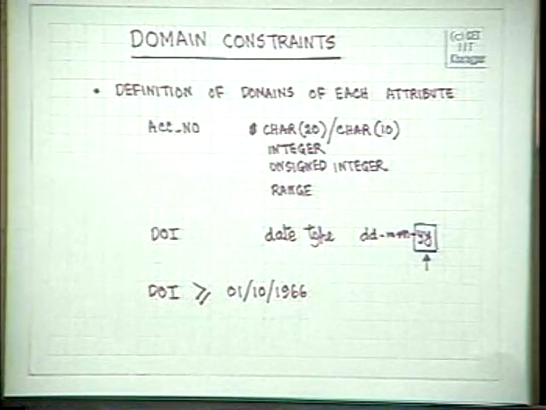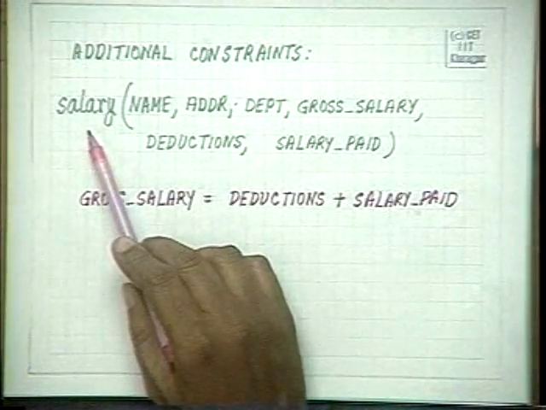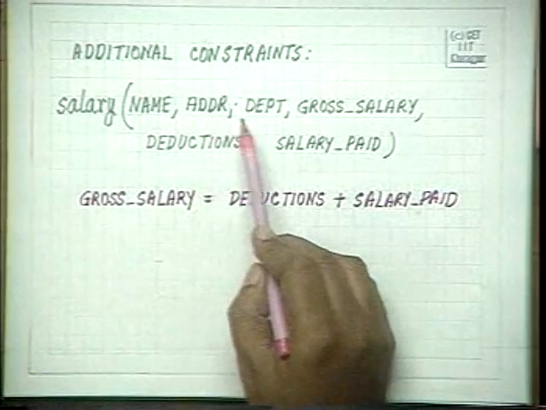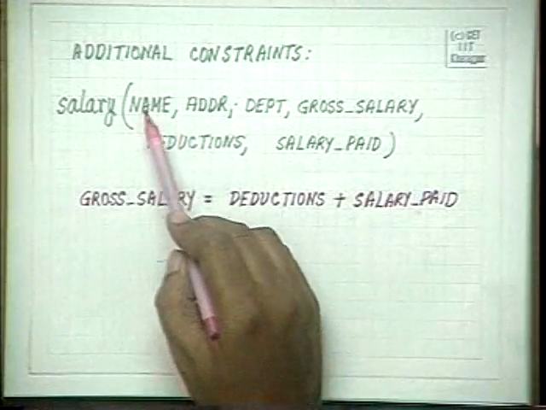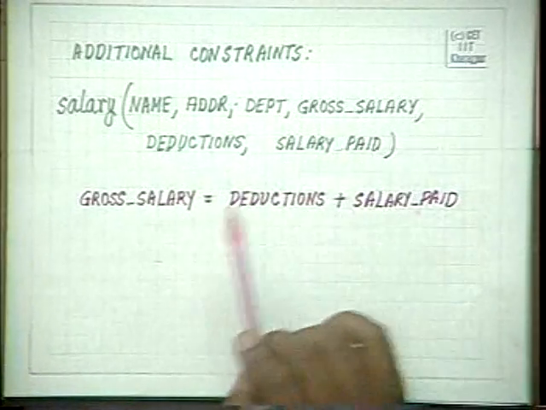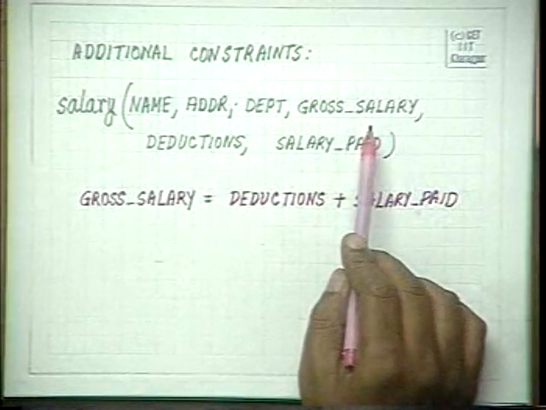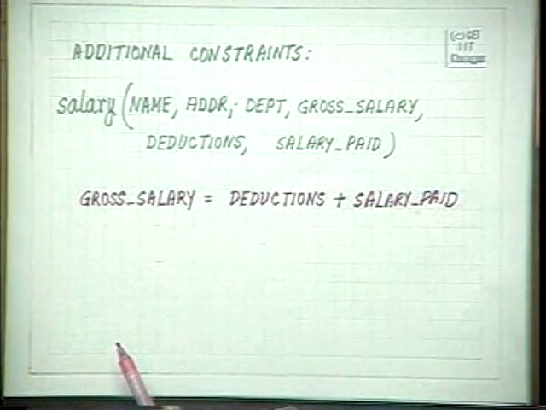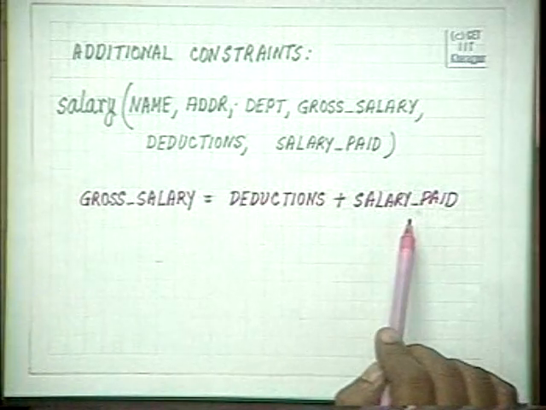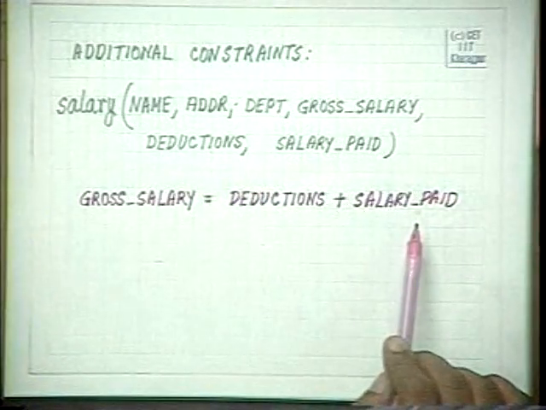A better example is the following entity. Let us take an entity in any relation which has the salary of an employee in a particular department. So, the attributes are name, address, department, the gross salary, deductions and salary paid. And each of the domains is defined. In spite of specifying these domains, we may have some inter-attribute constraints which must be satisfied on the domains of the attributes. One of them is, for example, the gross salary must equal the deductions plus the salary paid. Now, this constraint must always hold. This cannot be specified by the type declarations, but this can be specified by additional domain constraints.